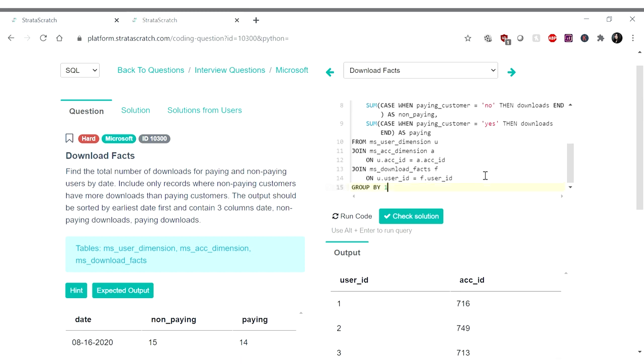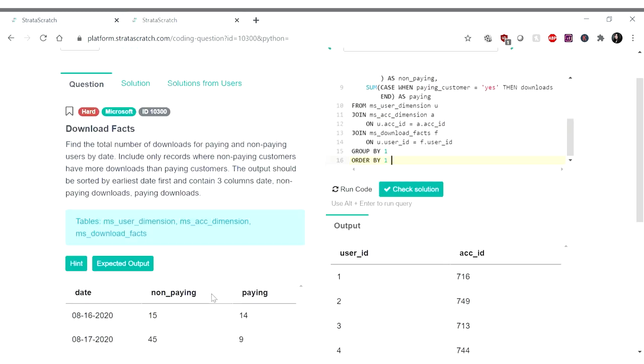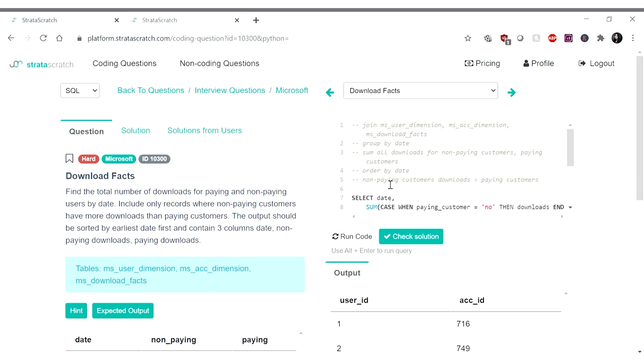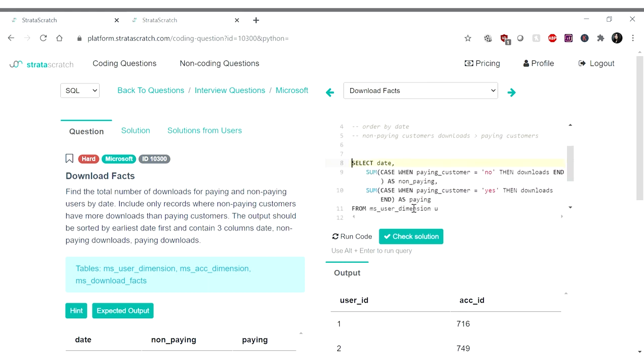And then we want to order by date as well. We want it ascending, right? Yeah, so we can just leave that. And finally, we need to do this filter. There are a few ways of doing this. I generally prefer using a CTE because I think it's a little bit clearer to read for the interviewer and for myself. So let's do that.